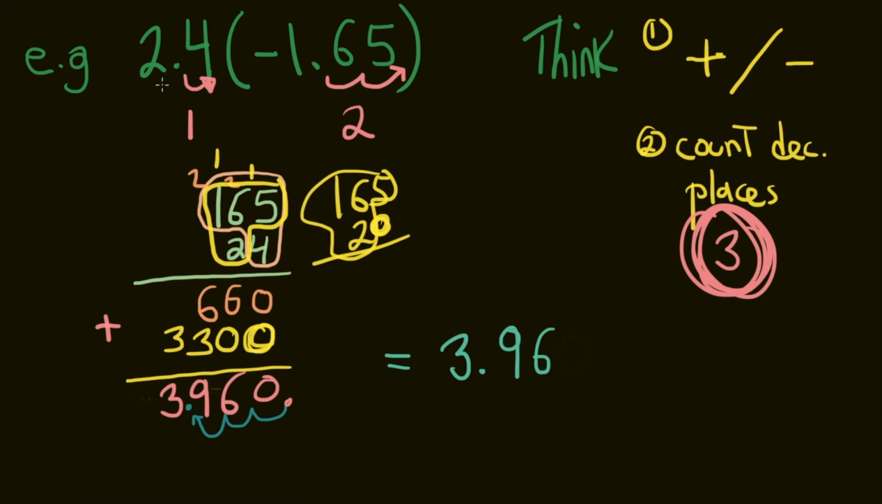So, of course, this was a positive by a negative. That means your answer has to be negative 3.96. There we go. First question is right. We have one more question to go. One more.